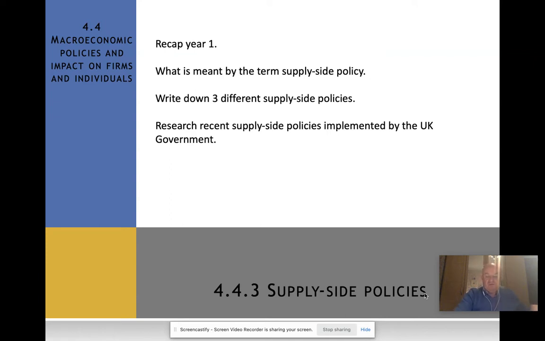So first and foremost, I'd like just to give some thought to a recap of some of your year one work. So what is meant by the term supply side policy? Write down 3 different types of supply side policies and then research some of the recent supply side policies implemented by the UK government. Well, to some degree, we'll be looking at that through the course of this presentation. But if it's something that you'd like to do, then please, by all means, do so.